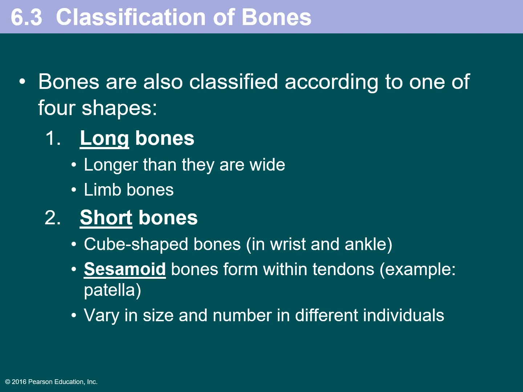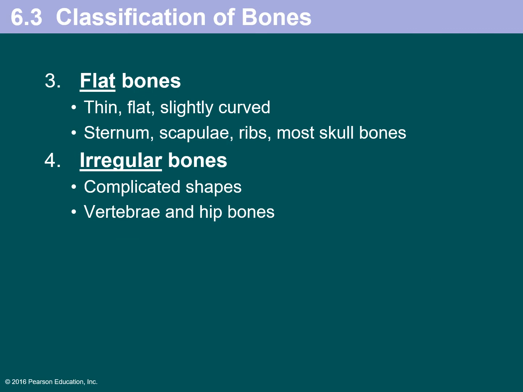Now, some books will consider a 5th group by itself, which is the sesamoid bones. This book puts it as like a subgroup of the short bones. Sesamoid bones are always going to be found within tendons. And the classic example is your patella, which is your kneecap. Flat bones, they're very thin, they're flat, they may be slightly curved, often found in the skull, so a lot of the ones in the skull are slightly curved. Your sternum.